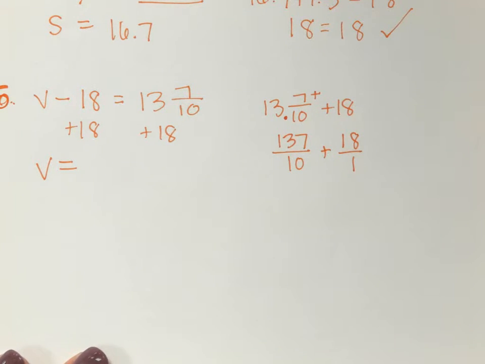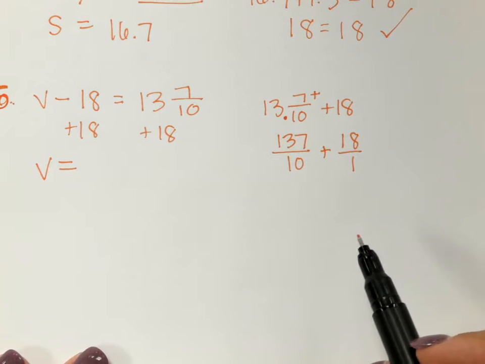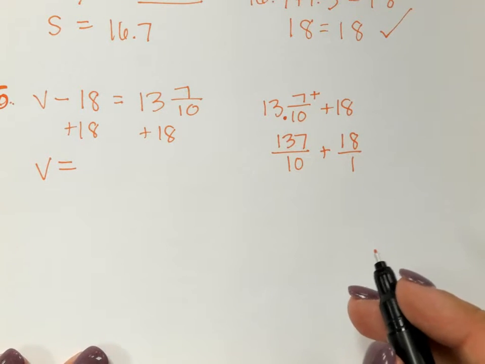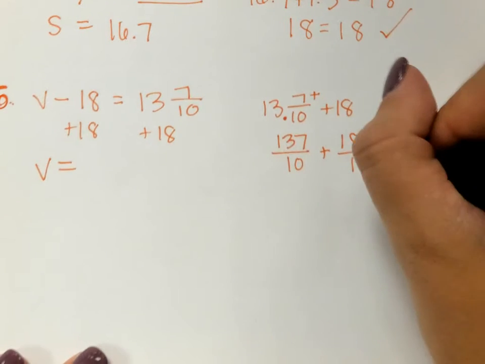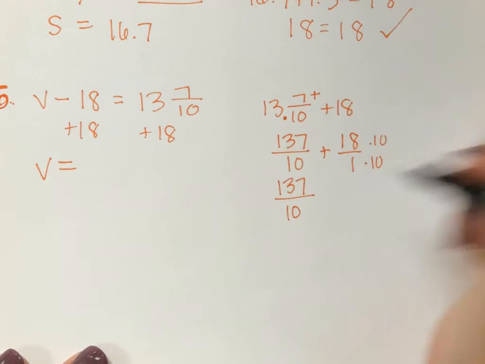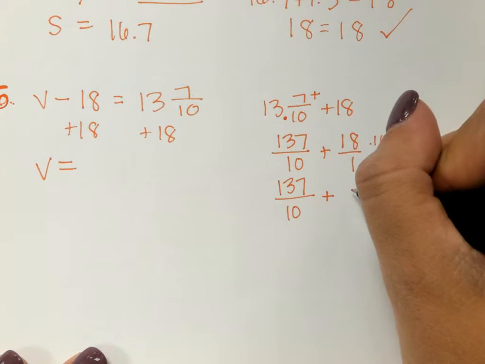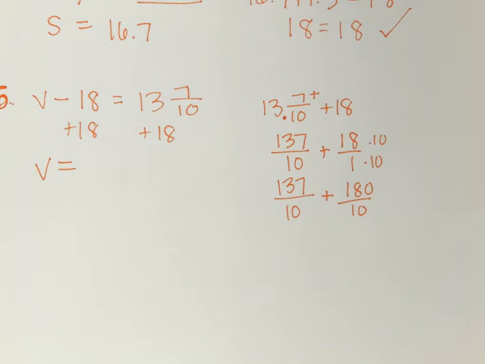Can I add them yet? Why not, Corey? When I add or subtract fractions, I have to find a common denominator, which is what? 10. So that means I multiply this side by 10. So I get 137 over 10 plus what? 180 over 10. What does that give me?